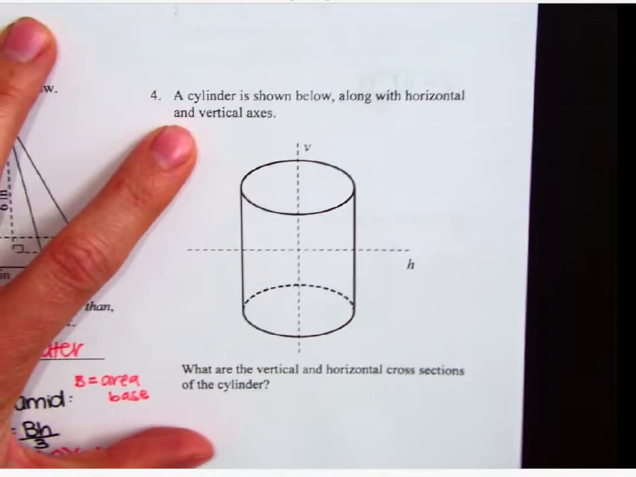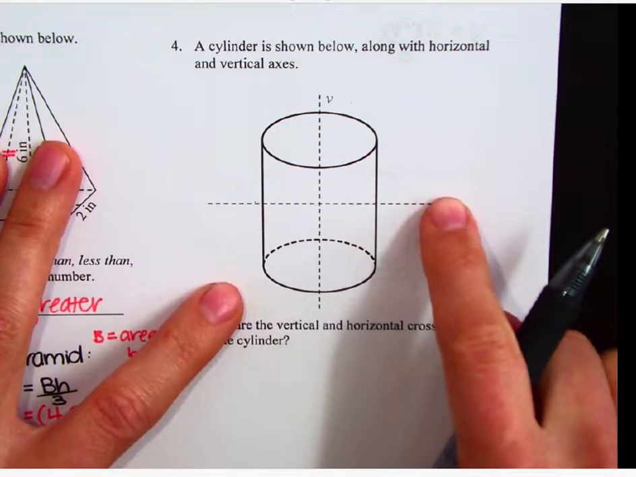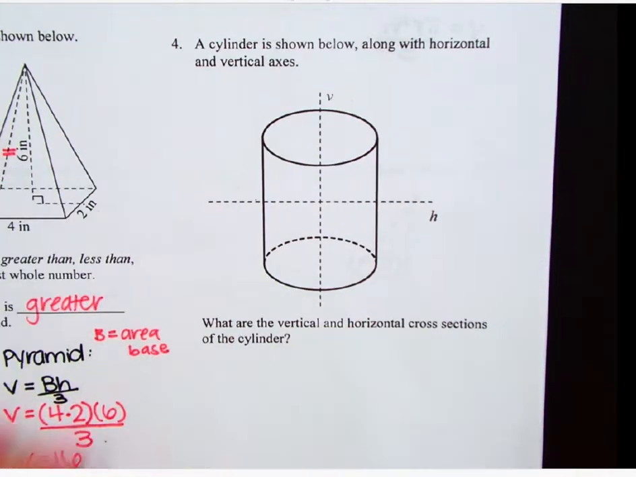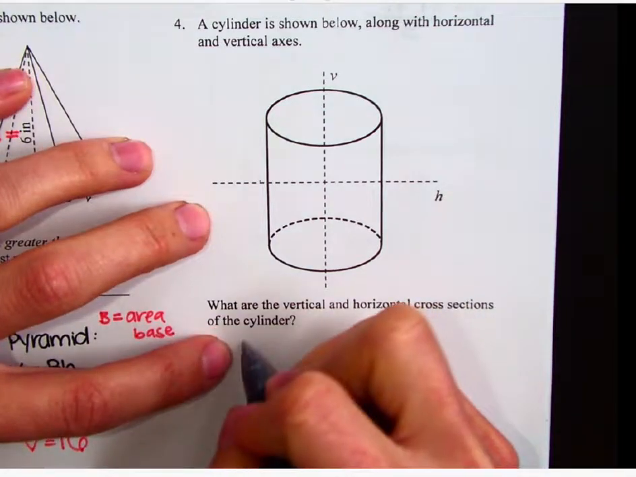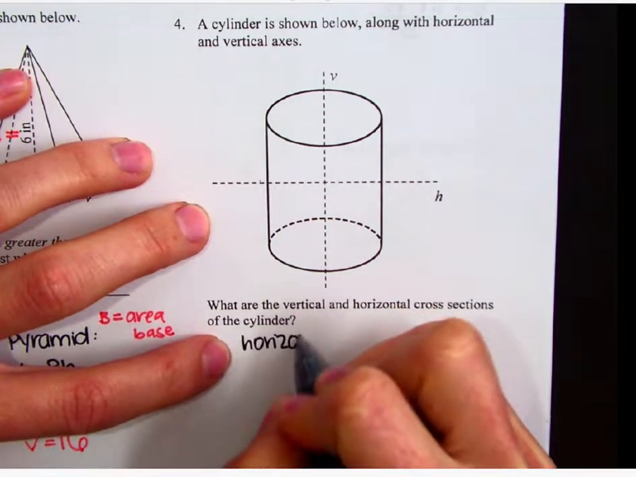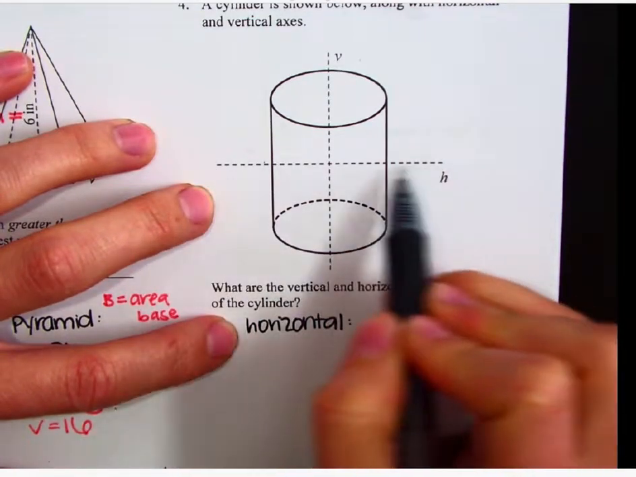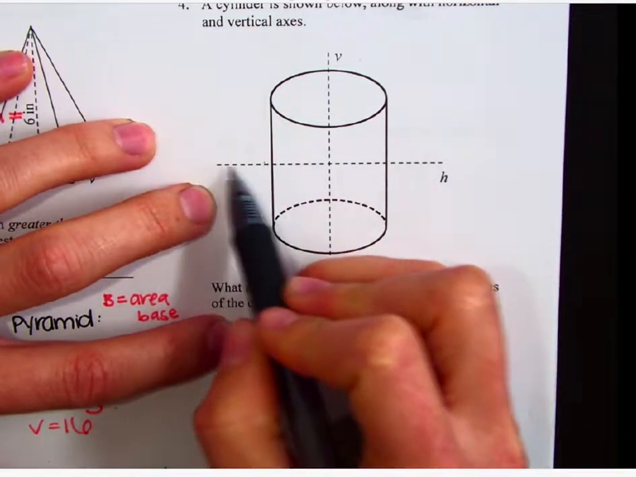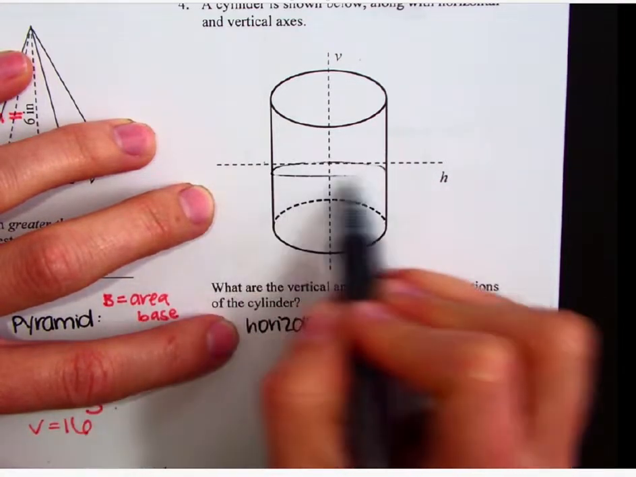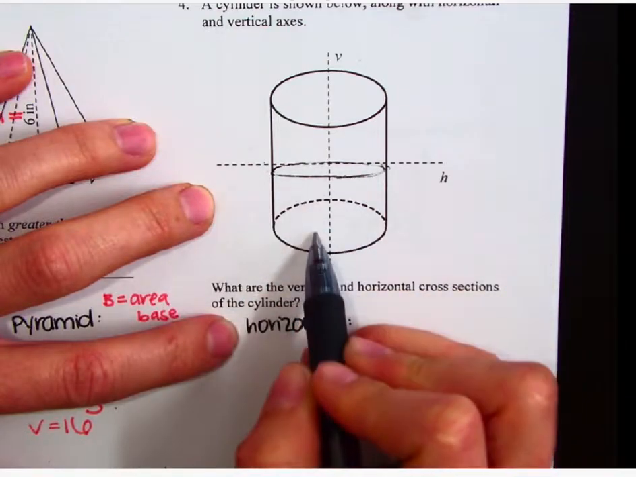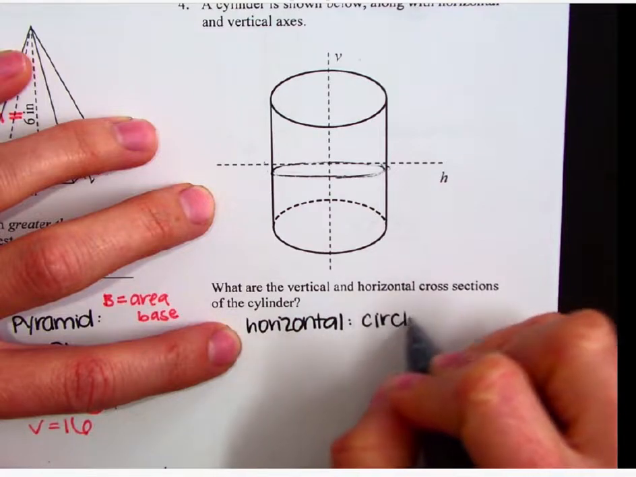Number 4, we have a cylinder shown below with a horizontal axis and a vertical axis. What are the vertical and horizontal cross sections of the cylinder? So we're very specifically going to write down horizontal. The horizontal cross section would be if we were to slice this horizontally, we would see a circle. Okay, and looking down at the base kind of helps you with that. So we know that the horizontal cross section is a circle.